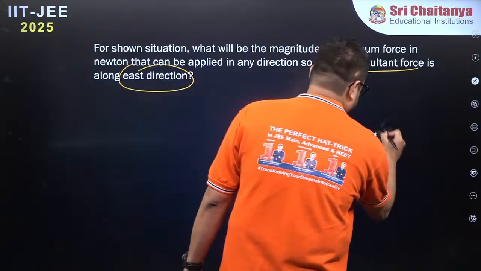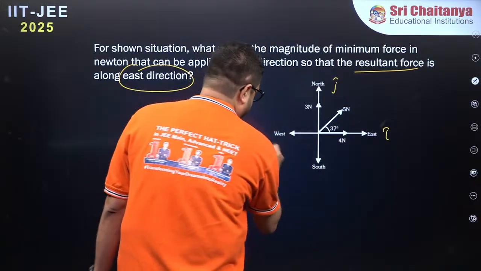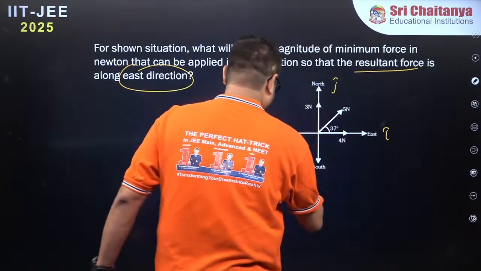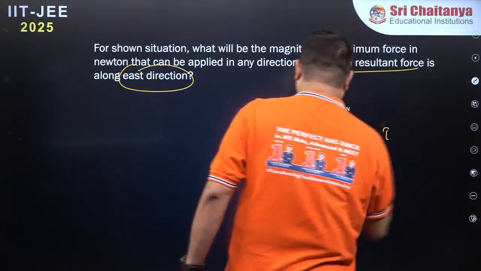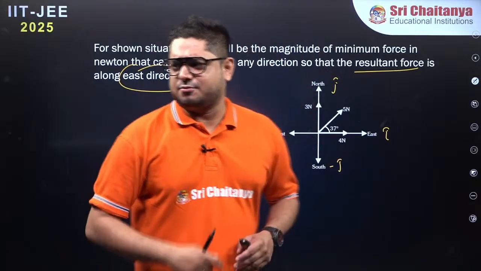For east, what will be the unit vector? I cap. For north, the unit vector is going to be j cap. For west, the unit vector will be minus of i cap, everyone, isn't it? And for south it is going to be minus of j cap. Now you must be thinking, sir, what about the k cap?